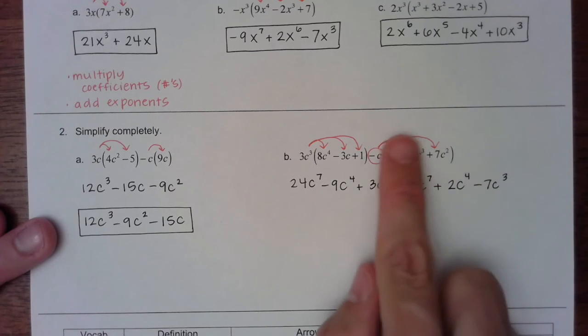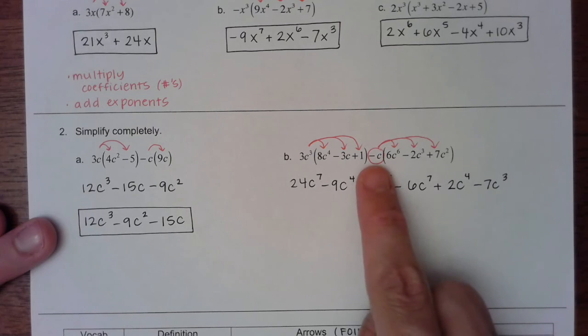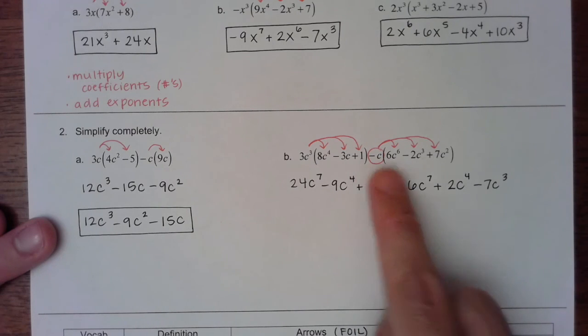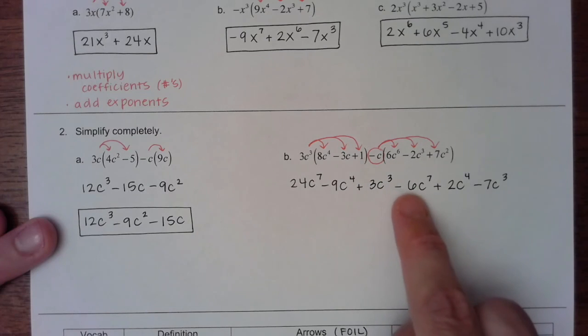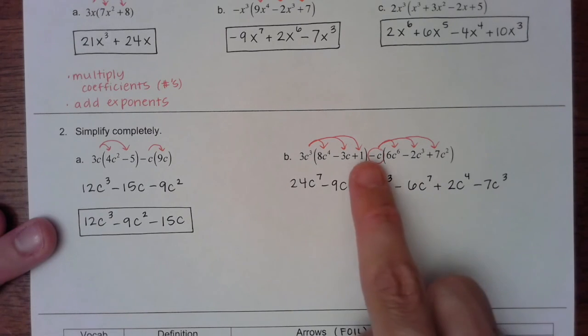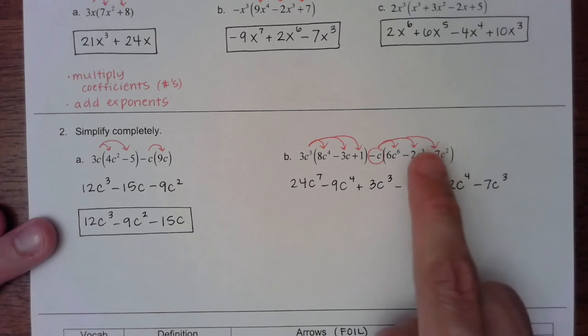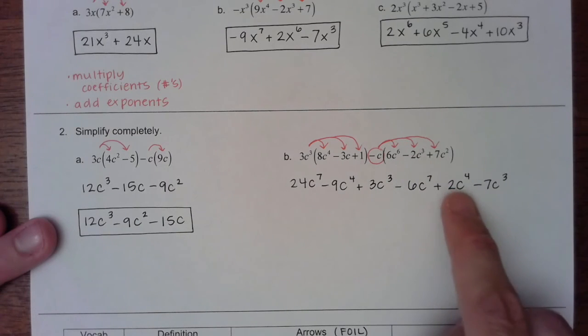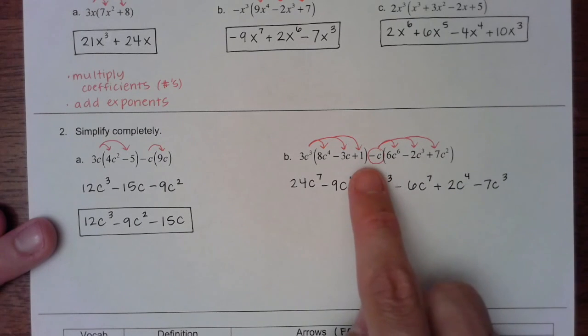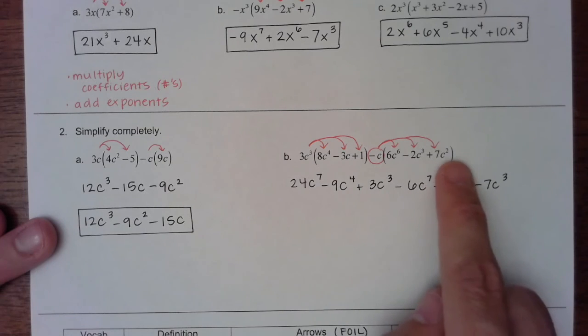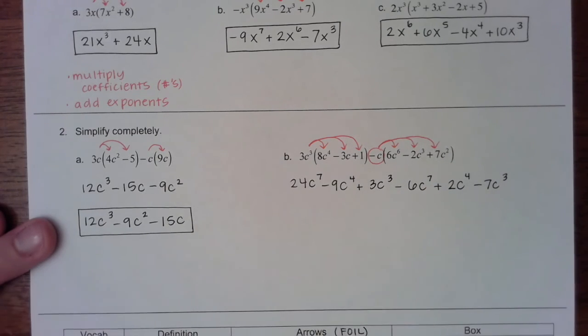You really want to be careful when you do the second parentheses, though, because you're multiplying everything by a negative c. So negative c times 6c to the 6th is going to give me minus 6c to the 7th. Negative c times negative 2c to the 3rd will give me plus 2c to the 4th. And then negative c times positive 7c to the 2nd will give me negative 7c to the 3rd.